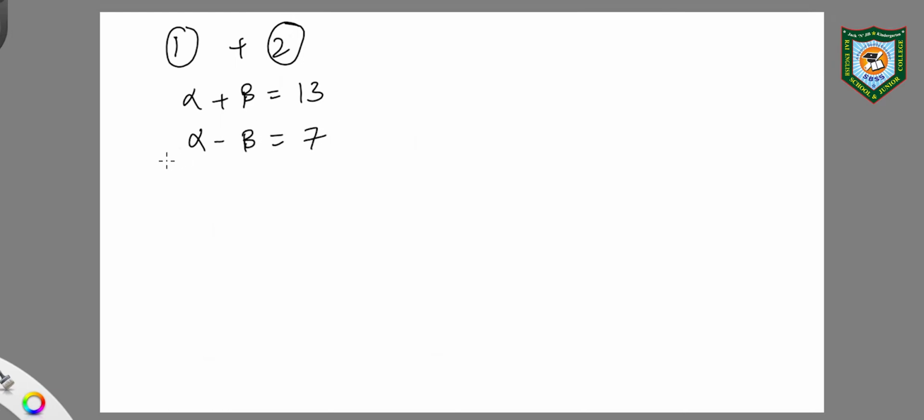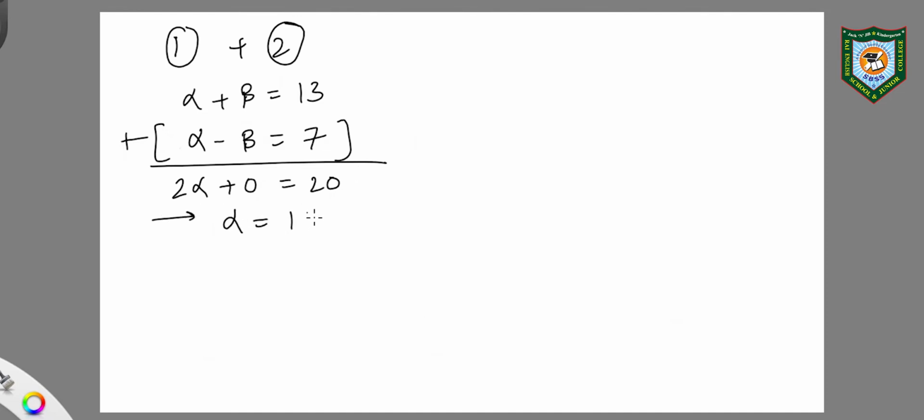So I'll be adding equation 1 and 2. That gives me alpha plus beta is equals to 13, alpha minus beta is equals to 7. Once I add this, the sign does not change inside the bracket. I have 2 alpha plus 0 is equals to 20. This implies alpha is equals to 10, which eventually gives me beta as 3.